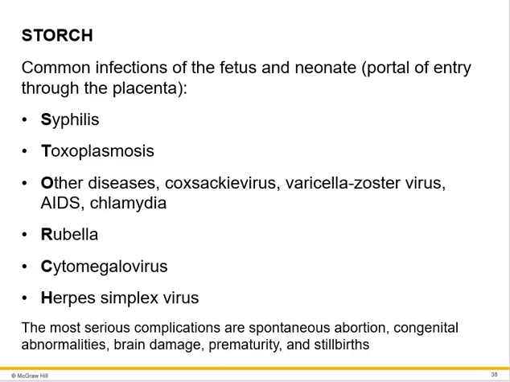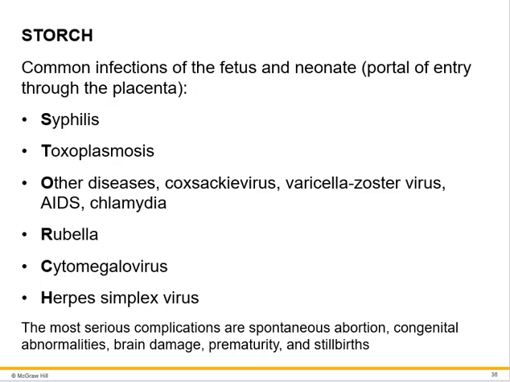The Storch diseases are common infections of the fetus and the neonate. The portal of entry is through the placenta. That is kind of the point of this one. Syphilis, toxoplasmosis, other diseases like Coxsackie virus, varicella zoster, which is chickenpox, AIDS, and chlamydia are listed under the other. I would also list listeria, rubella, which is German measles, cytomegalovirus, which causes a form of mono, and herpes virus, usually herpes simplex 2, but it could be herpes simplex 1, so herpes simplex viruses.